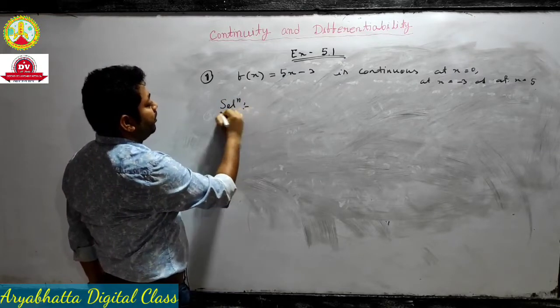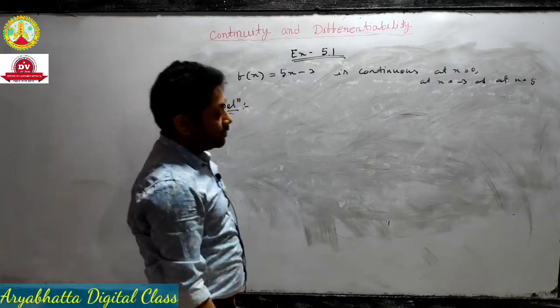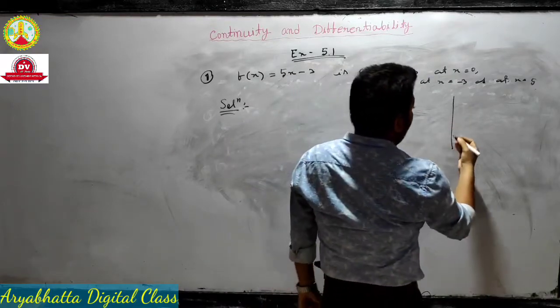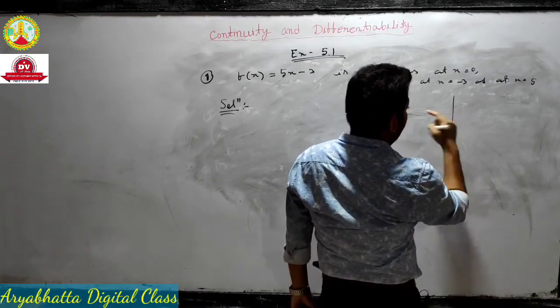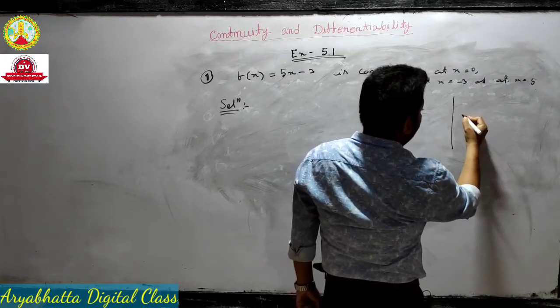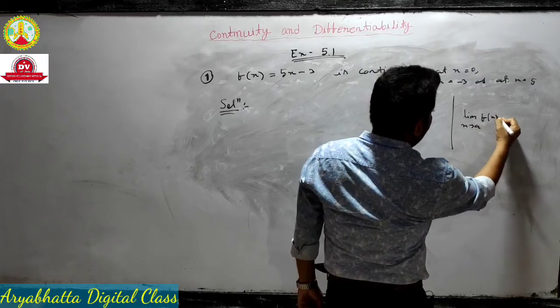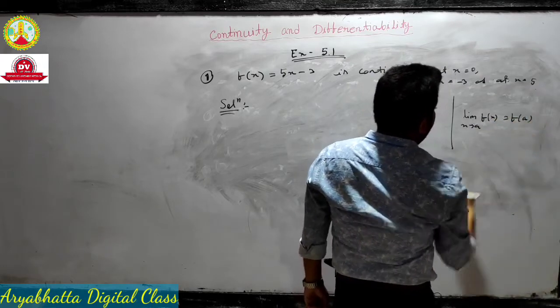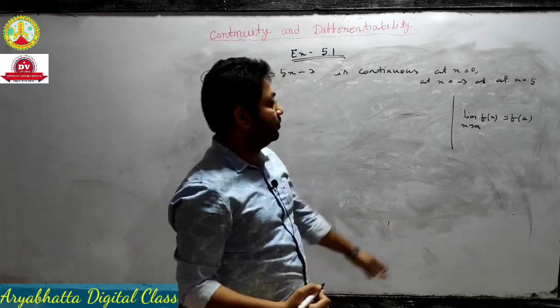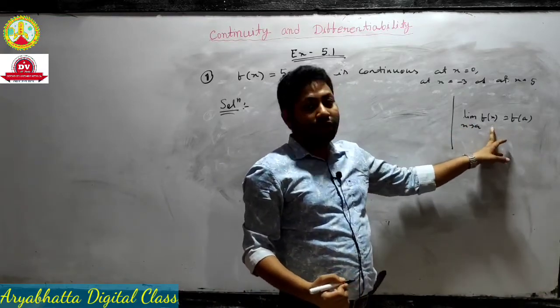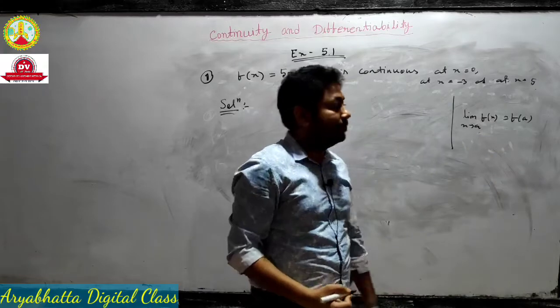Solution. We know that a function is continuous. Already we have learned, a function f of x is continuous if and only if limit x tends to a, f of x equal to f of a. If limit x tends to a, f of x is equal to f of a, then the function f of x is continuous at x equal to a.